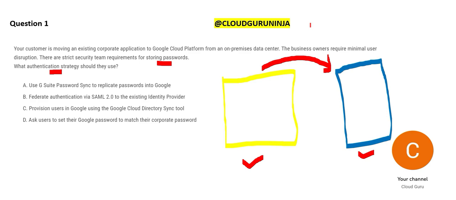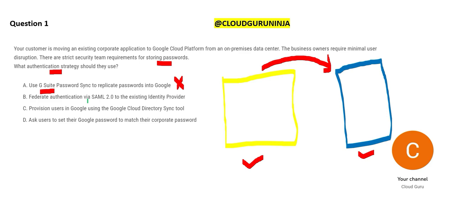Authorization is different and authentication is different. From a security standpoint, we are talking about authentication. So the first option says let's use G Suite. This is used for syncing passwords between Google and Microsoft Active Directory. In this question, there is no mention of Active Directory. That's why this is wrong.